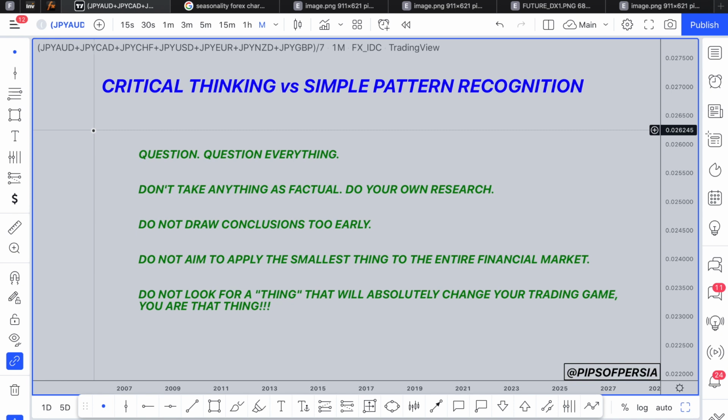There is not a single thing that will absolutely change your trading game. It's not one piece of information that you're missing. It's not just one little tiny hint that's going to absolutely change your game. Be that thing yourself. With the way you approach certain information and the way you backtest it and learn it for yourself, you will be the factor that will change your trading game forever.